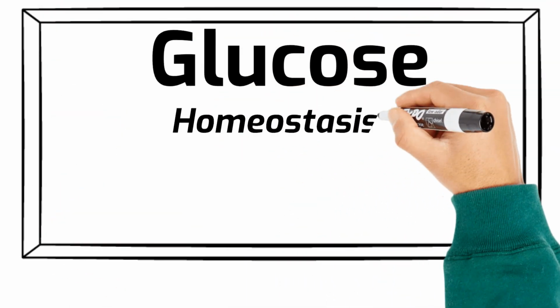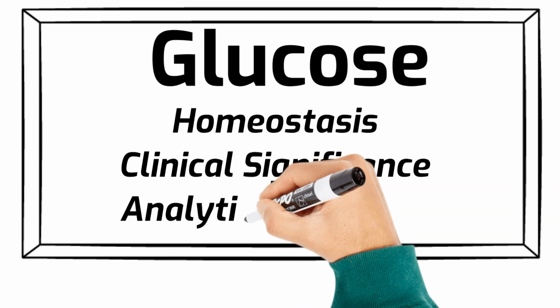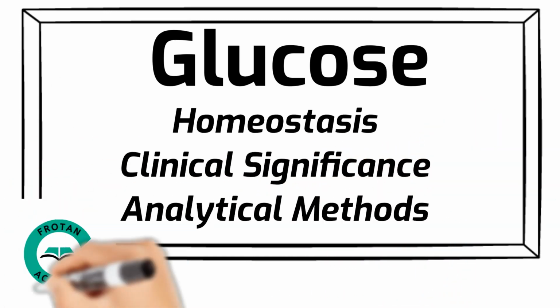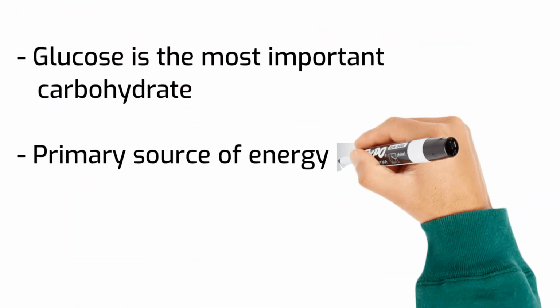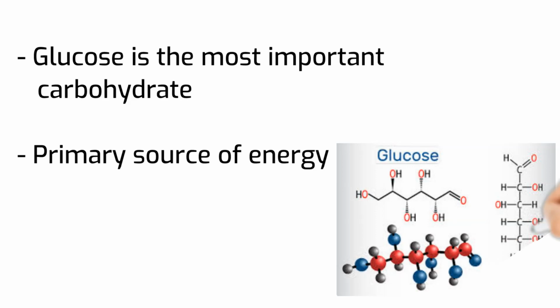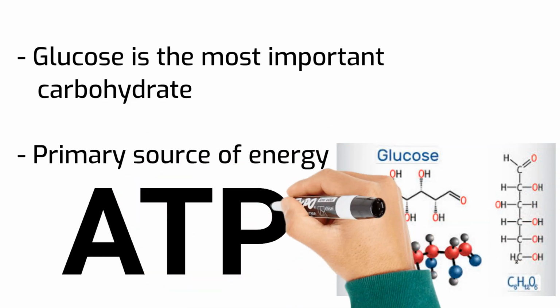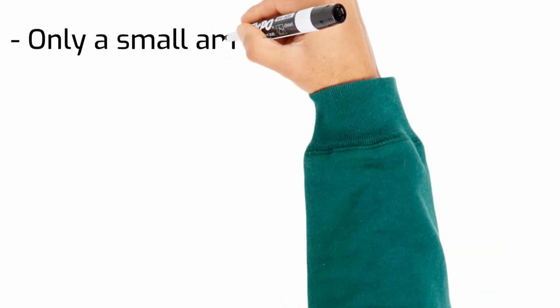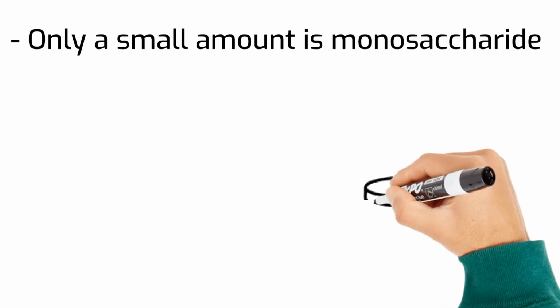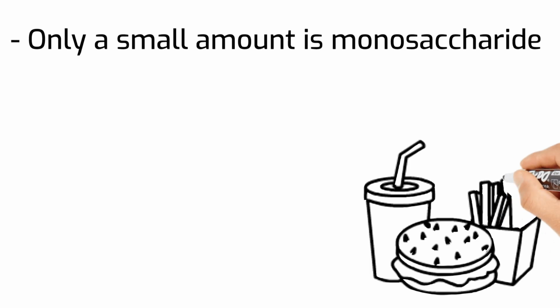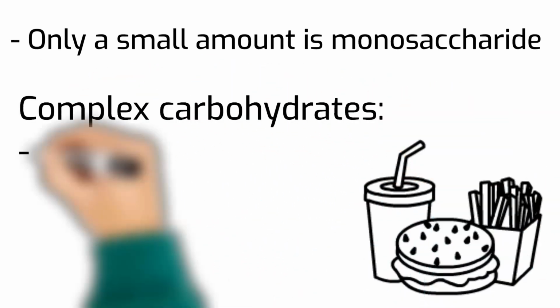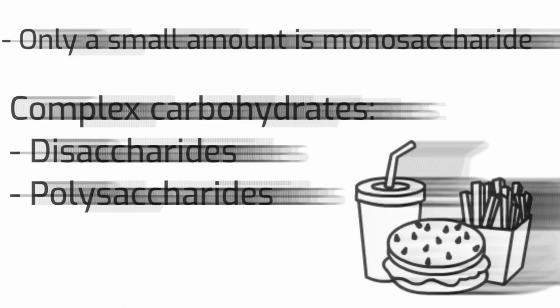Hello everyone. This video provides a comprehensive understanding about glucose, its homeostasis, clinical significance, and the analytical methods used to measure it. Glucose is the most important carbohydrate, which is used as the primary source of energy in the body. Although a small amount of glucose is found in the diet in its monosaccharide form, the majority is found in the complex carbohydrates in the form of polysaccharides and disaccharides.